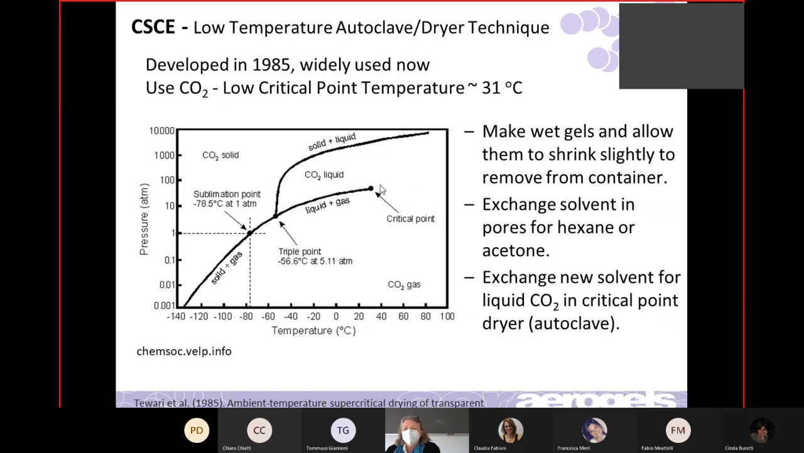And so what you do with this method is the same thing, you make the wet gels. And the issue with this method that can add time is you make the gel in some container like a test tube. And then you have to get it out of the container, especially if you want a monolith, one piece. So to do that, you have to let them shrink. So if you leave it gelled, and maybe you seal it, but maybe you open it a little bit and you let it shrink a little bit, then you can take it out. Often they'll break the tube and try to get it out, something like that.